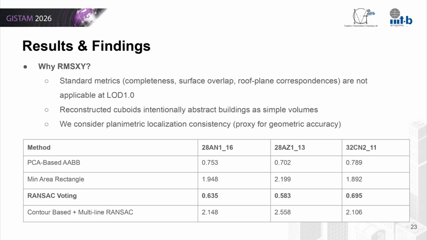So as shown in the table, RANSAC voting achieves the lowest RMSXY across all three tiles, indicating the tightest planimetric consistency. However, it is also the most sensitive to scanning artifacts, which is why we prefer the contour based multi-line RANSAC method.